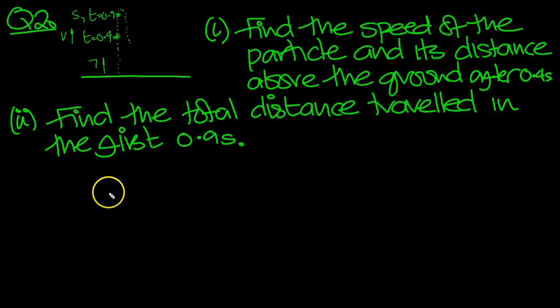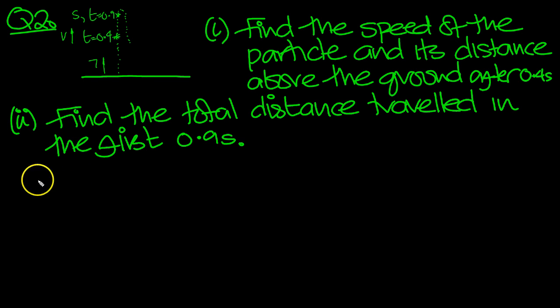Okay, so let's have a look at this then. I've got the question summarised here. It's fired off the ground at t equals 0 with a speed of 7 meters per second. Find its velocity, or the speed of the particle, when t is 0.4 and its distance above the ground.